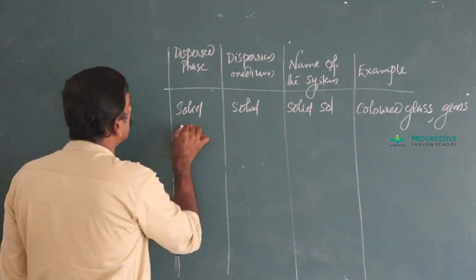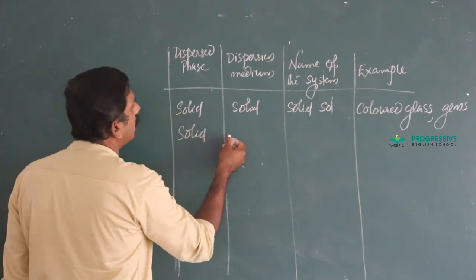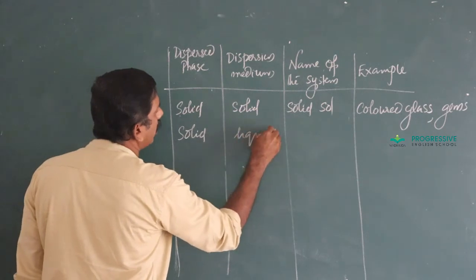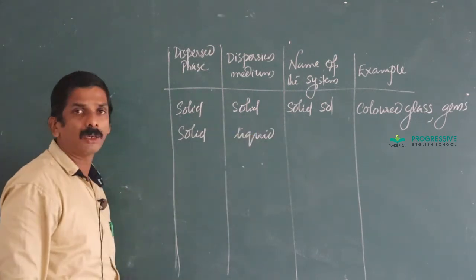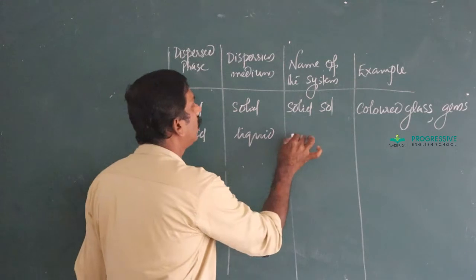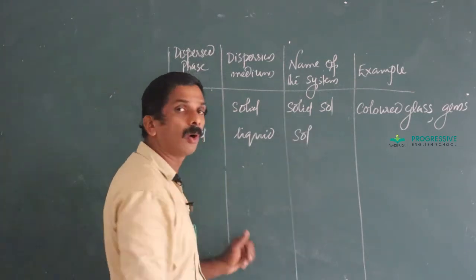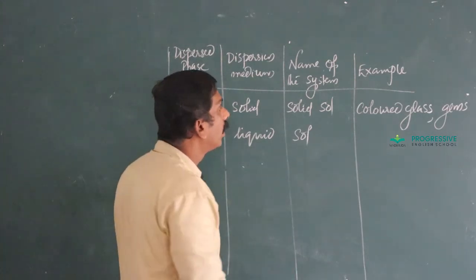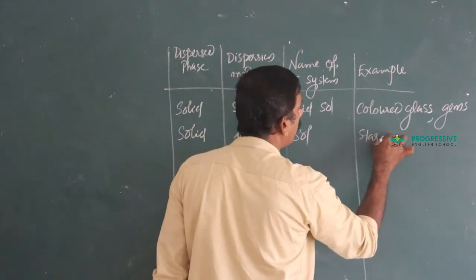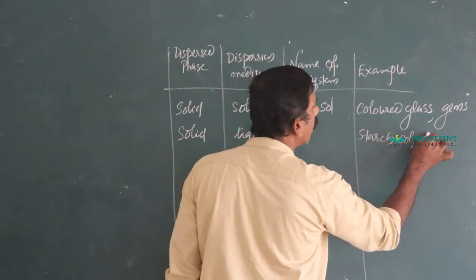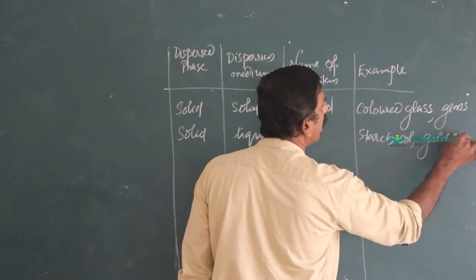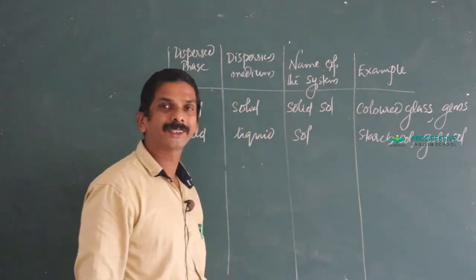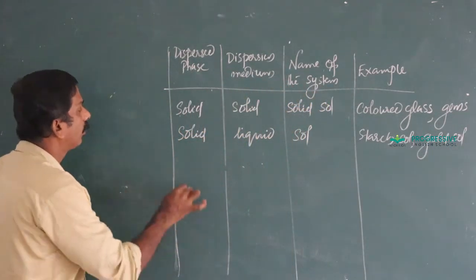Next, solid dispersed in liquid. Solid dispersed in liquid, that heterogeneous system is called a sol. Examples are starch sol, colloidal solution, gold sol, ferric hydroxide sol, arsenic sulfide sol, etc.